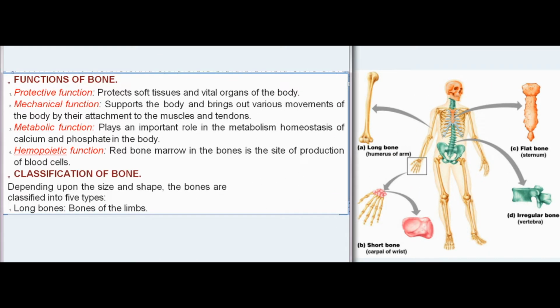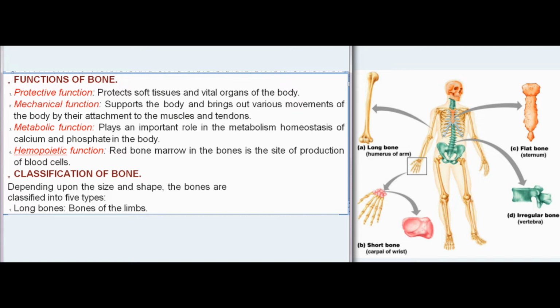Functions of bone. Protective function: protects soft tissues and vital organs of the body. Mechanical function: supports the body and brings out various movements of the body by their attachment to the muscles and tendons. Metabolic function: plays an important role in the metabolism and homeostasis of calcium and phosphate in the body. Hemopoietic function: red bone marrow in the bones is the site of production of blood cells.